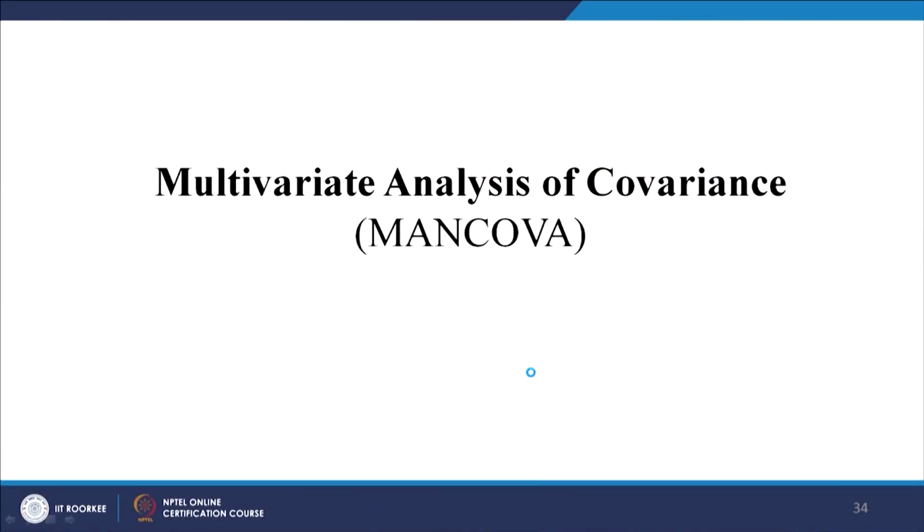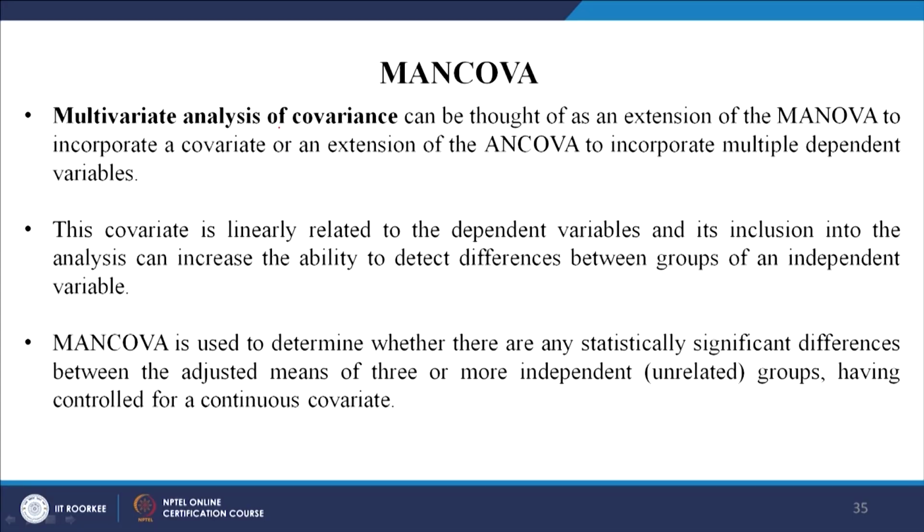Now, I will move into another technique, which is the multivariate analysis of covariance. Now, what is the difference? It is just an extension of the ANCOVA, right. The multivariate analysis of covariance is an extension of the MANOVA to incorporate a covariate. So, from ANOVA to MANOVA, similarly from ANCOVA to MANCOVA.